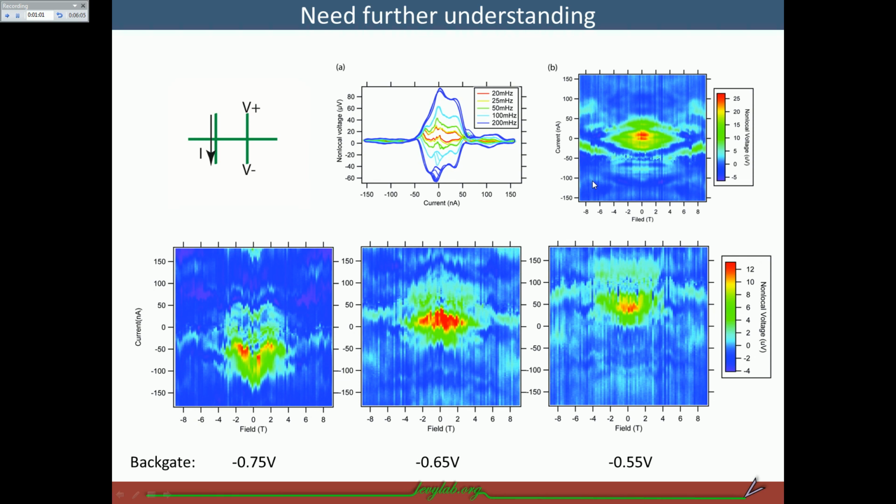And actually, we can show this kind of non-local signal by backgate too. You can see here, with a high backgate, you can tune the feature to either positive or negative current range.